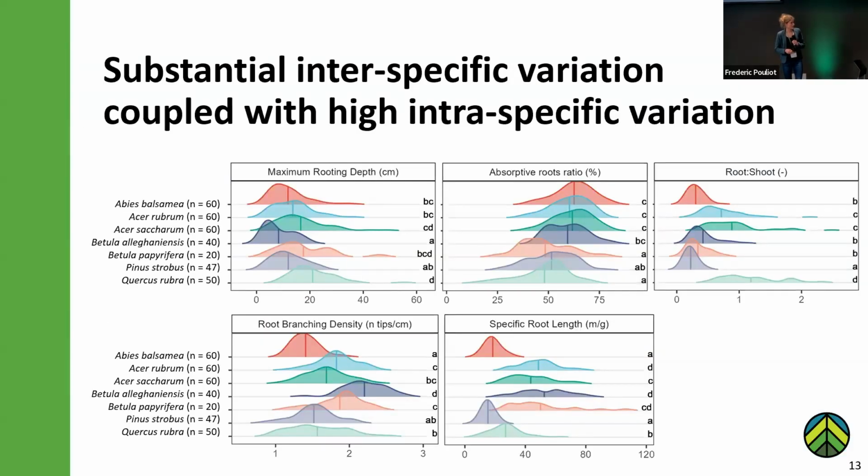So we plotted the distribution of trait values for several traits, and what we have are these beautiful curves. What we see is that the curves are actually pretty wide, so we have a high intra-specific variation. But we can also see that the means of different species are different. So we have a high interspecific variation, but we also have a high intraspecific variation.